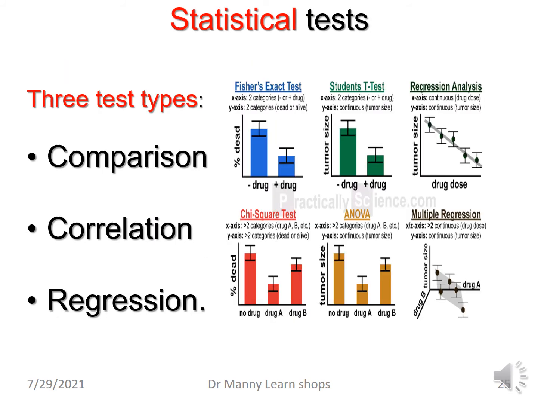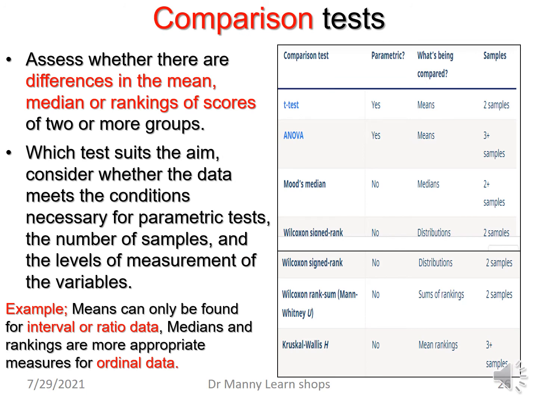When we look at statistical tests, essentially there are three test types: comparison, correlation, and regression. Comparison tests assess whether there are differences in the mean, median, or rankings of scores of two or more groups. Which test suits the aim? Consider whether the data meets the conditions necessary for parametric tests, the number of samples, and the levels of measurement of variables. For example, mean can only be found for interval or ratio data. Median and rankings are more appropriate measures for ordinal data.